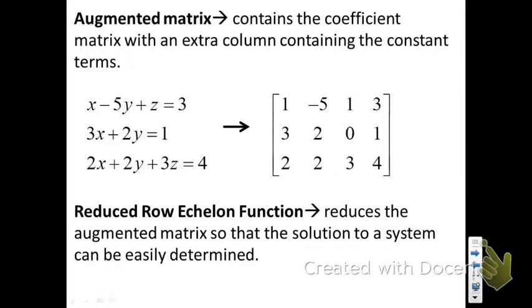After you have stored your matrix as an augmented matrix, we're going to use what's called the reduced row echelon function. And what this does is it reduces the augmented matrix so that the solution to the system can be easily determined.